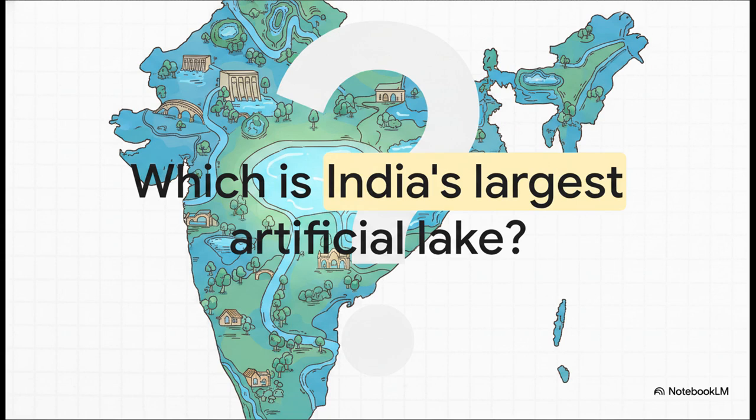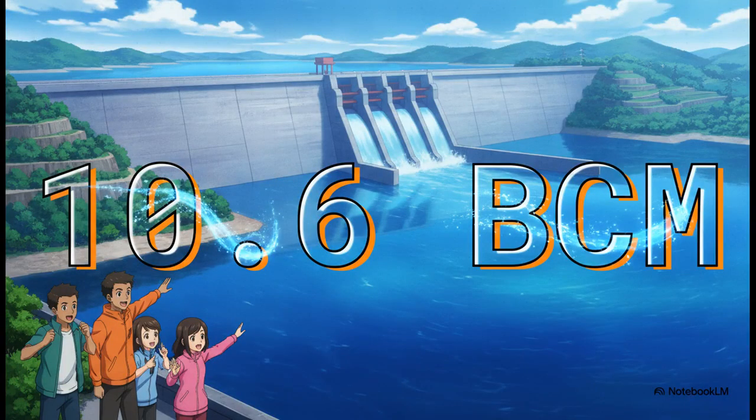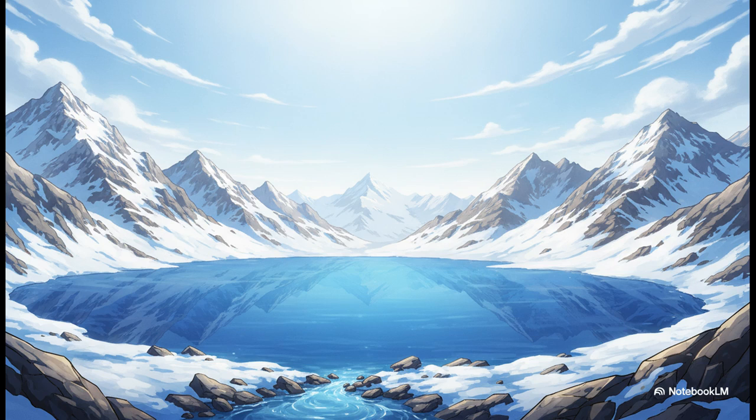Any guesses? The answer is tied to this massive number, 10.6 billion cubic meters of water. That is the staggering capacity of the Govind Ballabh Pant Sagar in Uttar Pradesh. Formed by the monumental Rihand Dam, this absolute marvel of engineering takes the crown for the largest artificial lake in the entire country. And finally, the highest of the high.